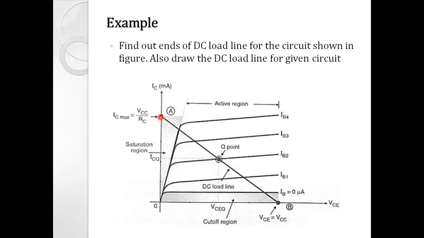To answer this problem, we have to draw the characteristic, and for the characteristic we don't need IB equal to 0, IB1, IB2, IB3, IB4 in this problem, right? We just need the y-axis, which is IC, and the x-axis, that is VCE, then draw a line. At this point you have to mention 15 volt, and at this point you have to write 5 milliampere. That's all. That will be the answer of this problem.